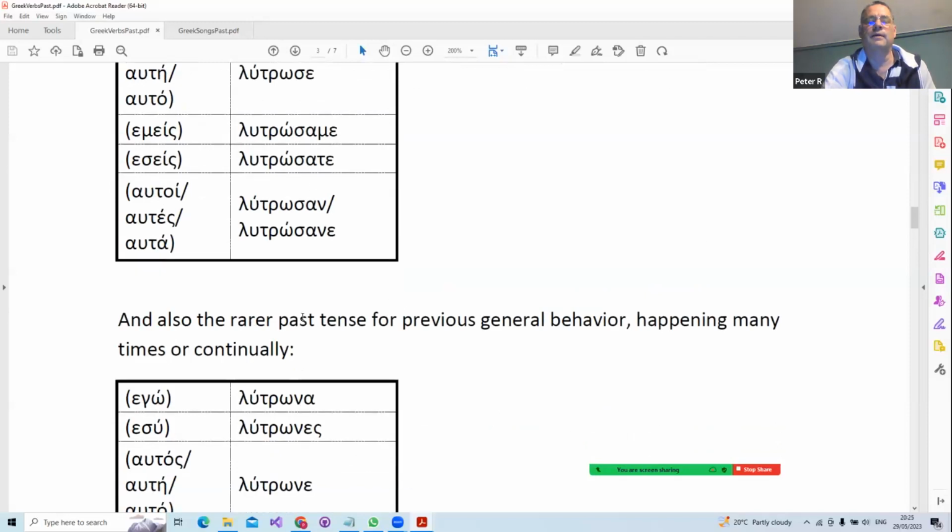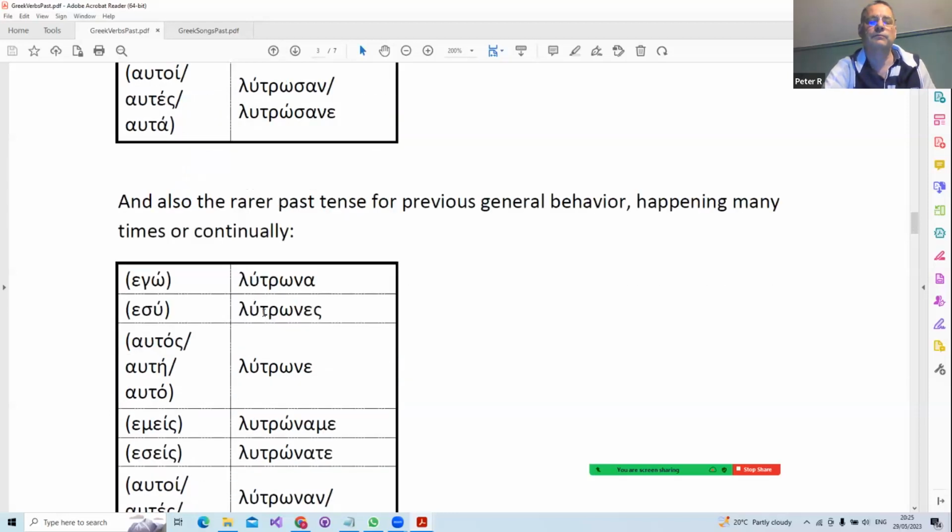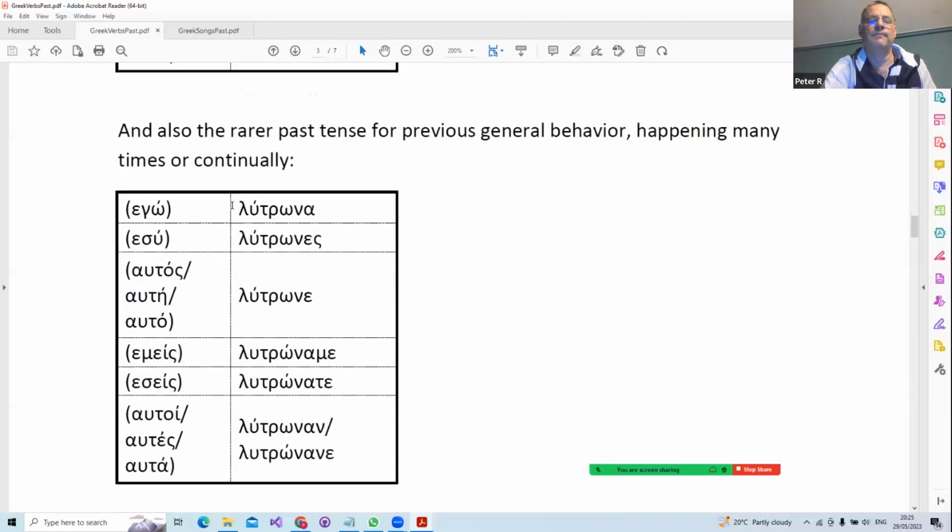Alternatively, we don't have to bother with changing the n to an s. We could have left it back as it was. And this is a rarer past tense. So this is talking about something which happened in the past, which is, as before, for previous general behavior. It was happening many times or continually. So the same pattern that we've kind of got for the future tense, but we're talking past. So off we go again.